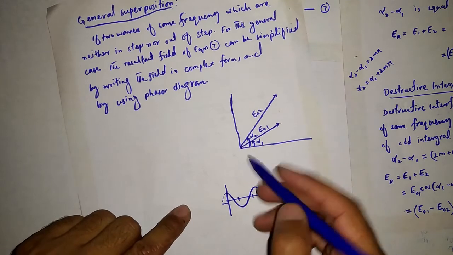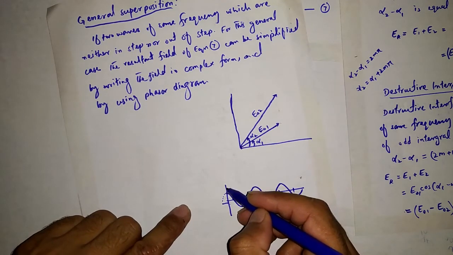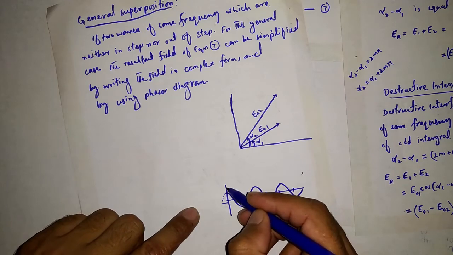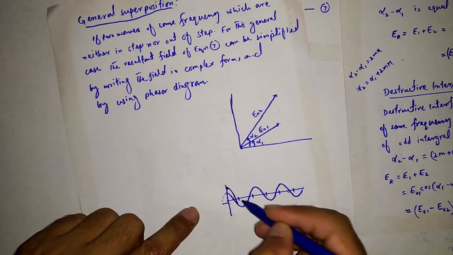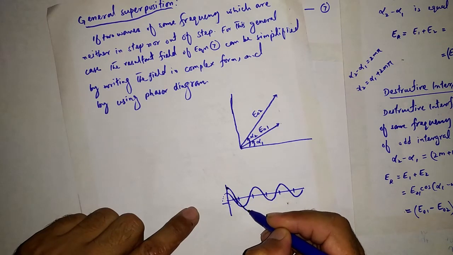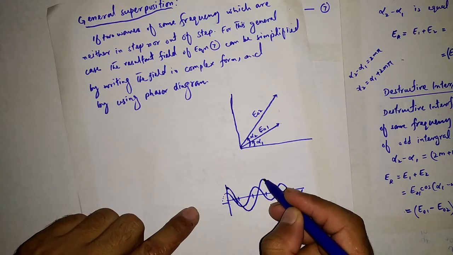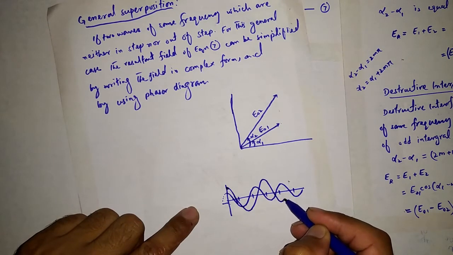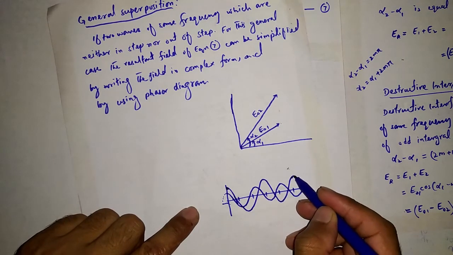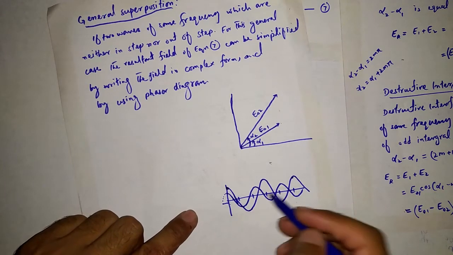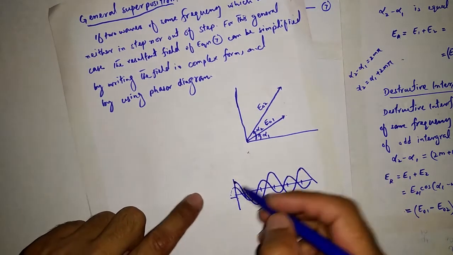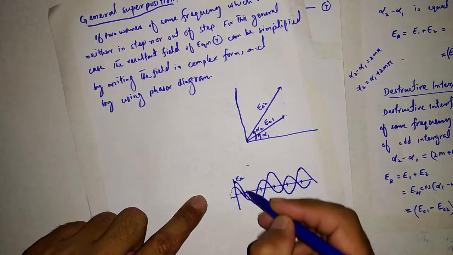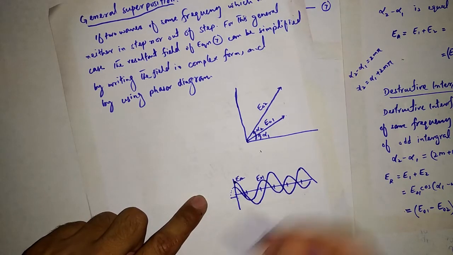Clear? And the second wave has greater amplitude and a larger phase angle. Clear? Which is of the form of this one. So this one has amplitude E naught 2, and this one has amplitude E naught 1.